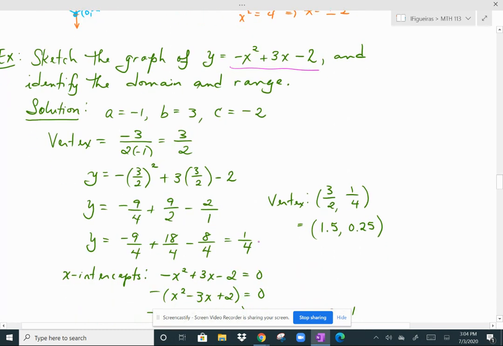So your vertex is (3/2, 1/4), which is the same as (1.5, 0.25). It helps to see it either as a mixed number or as a decimal so that you know where to graph it later on.